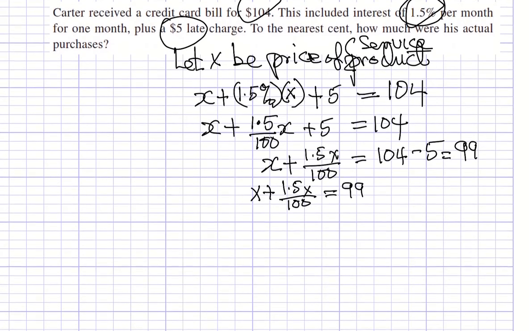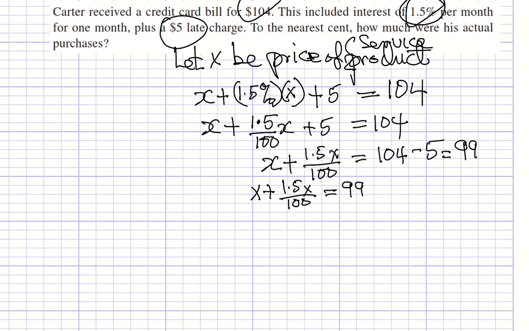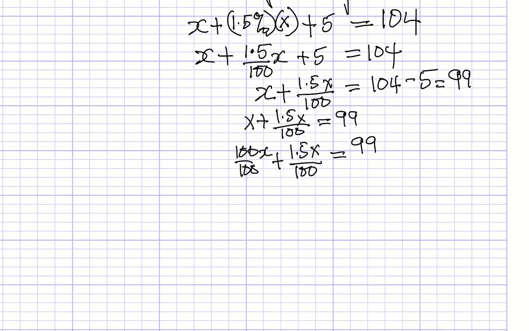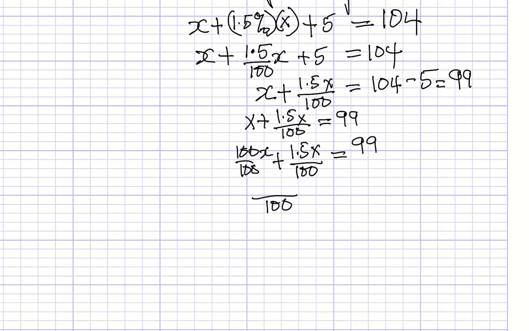So let's simplify the left side. I'm gonna introduce our trick. It's 100 over 100 x plus 1.5x over 100. We'll have the same denominator, 100. You see that, right? If you have 100 there, then you add those two, you will have 101.5x equals 99.